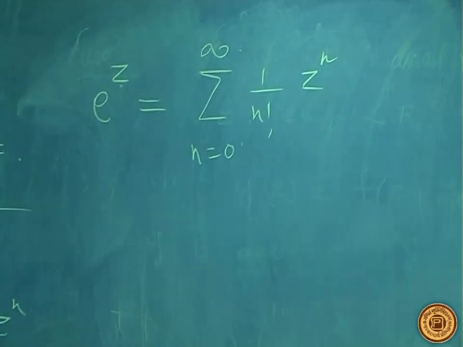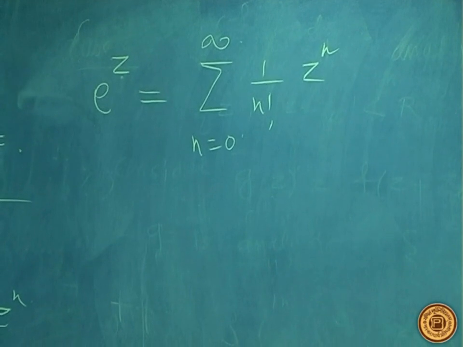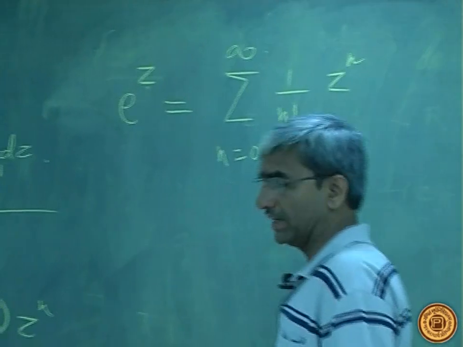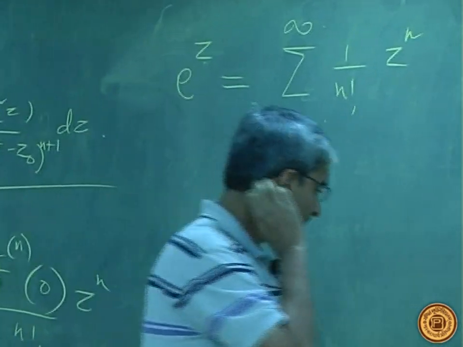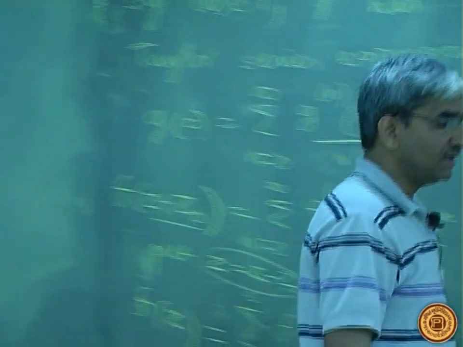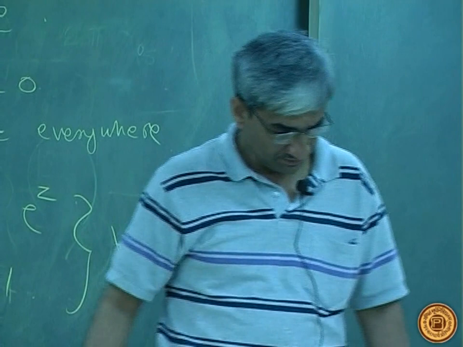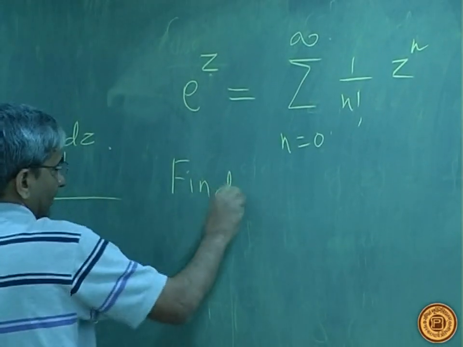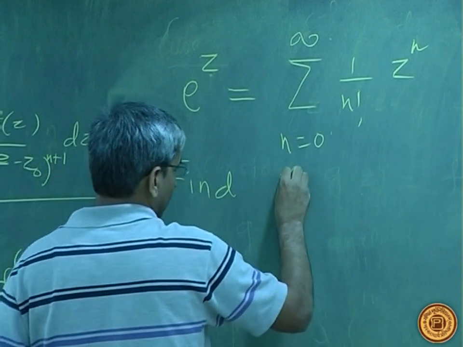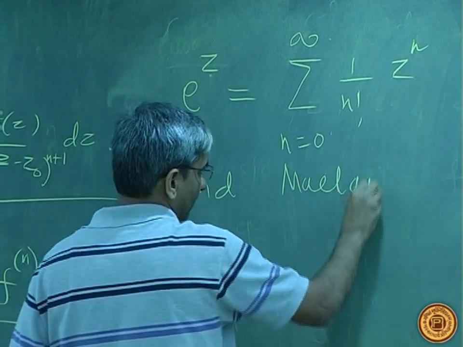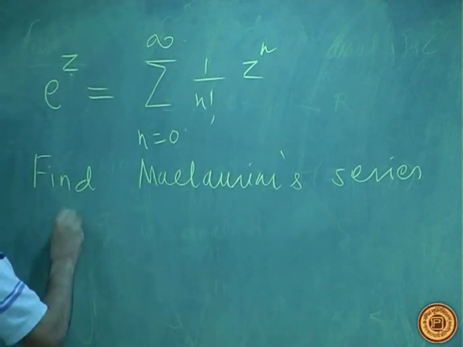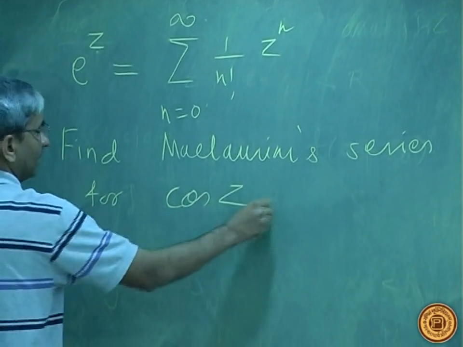So let us obtain cos z from e raised to z. Do you remember the formula for cos z in terms of e to the power z? So let me find the Maclaurin series expansion for cos z. Let's do that.